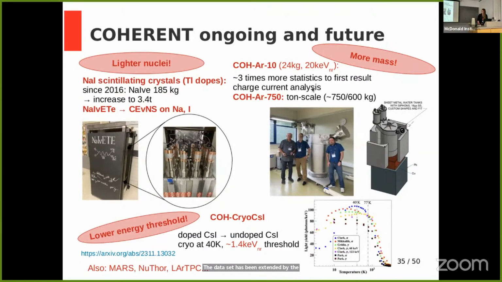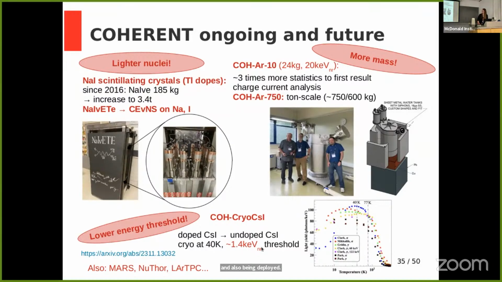And for the bit farther future, the setup will be significantly increased. This has meanwhile been delivered to Oak Ridge. And in the end, that will be 750 kilograms of liquid argon, which will also be deployed in neutrino alley next year.